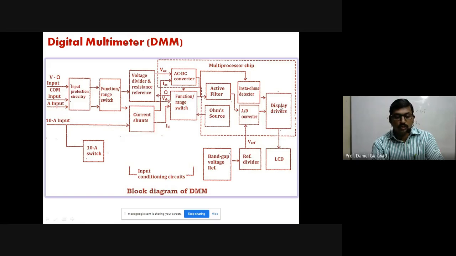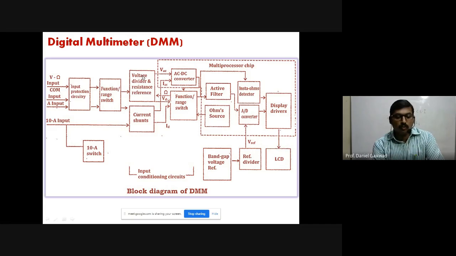So we consider an example of voltage. Input voltage, then input protection circuit, function range, then a voltage divider, then it is connected to the function switch, active filters, then filter to the A to D converter, from A to D to display drivers, and from display driver to the LCD screen. Here we have given 50 volt, and that 50 volt is displayed on the LCD with the help of this particular sequence of blocks.